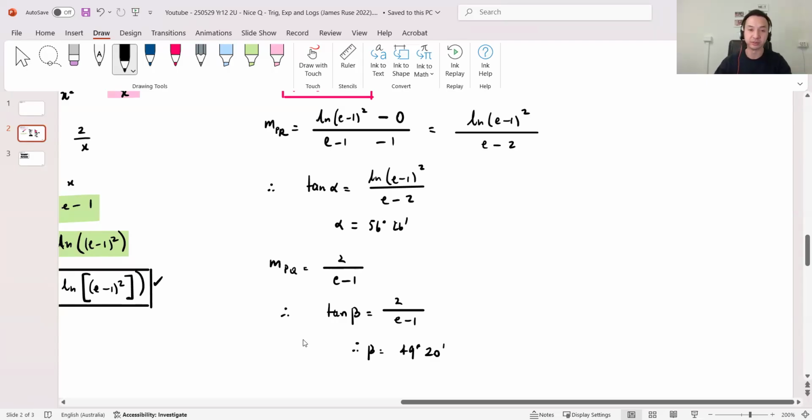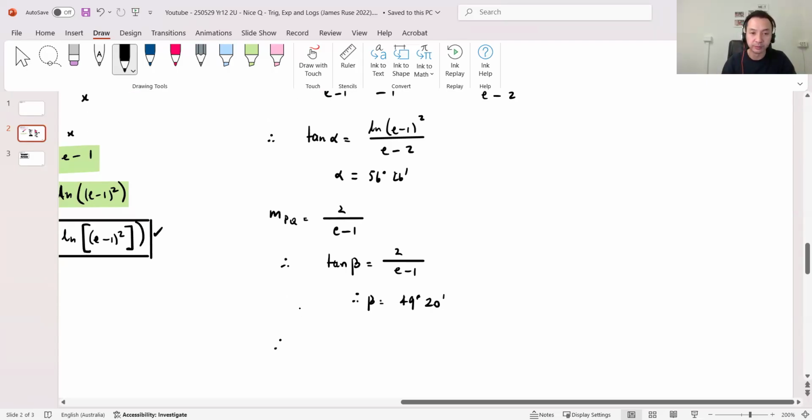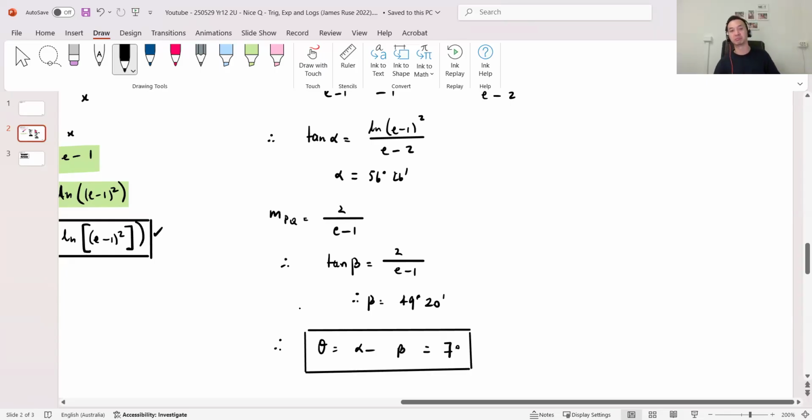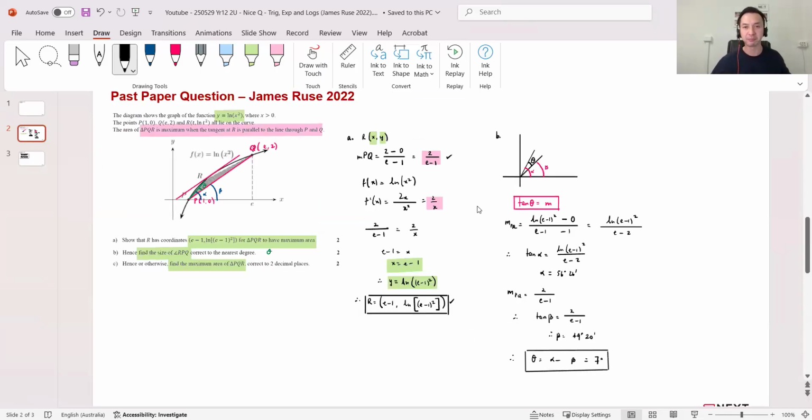Perfect. And then you take a difference. So therefore, theta is alpha minus beta on your calculator. You do that, nearest degree, 7 degrees. That's my answer. Guys, angle of inclination twice, and then take a difference. Nothing too hard about that, right?